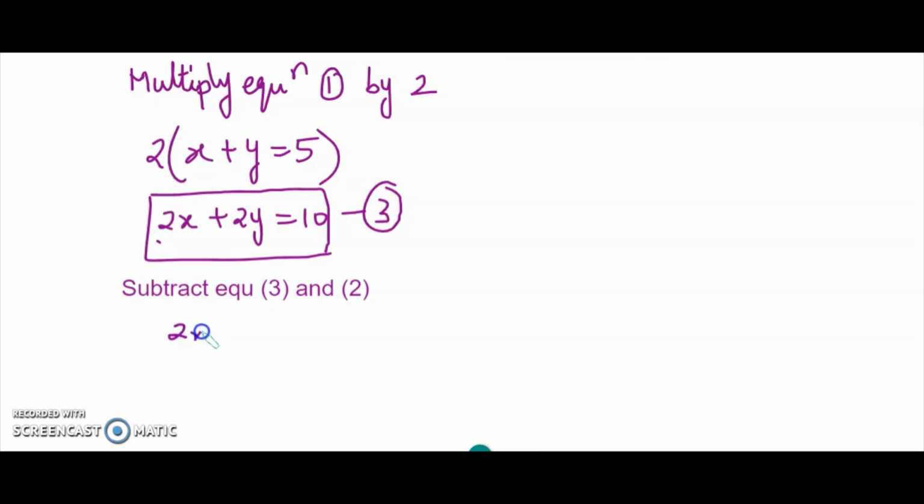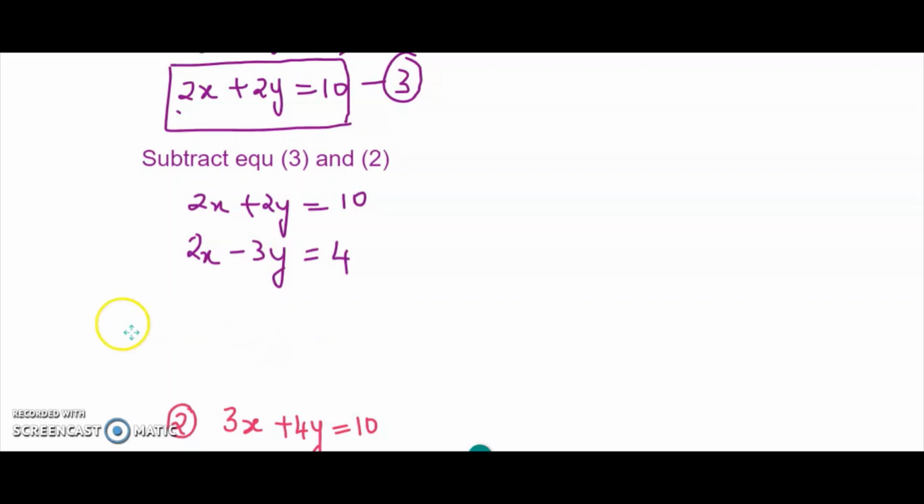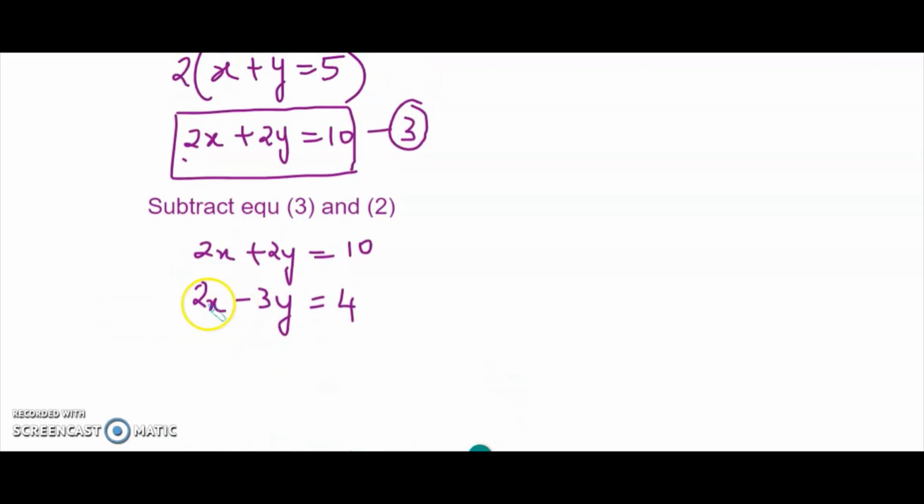So 2x plus 2y equals 10, and 2x minus 3y equals 4. So what we are going to do is subtract. The moment you write subtract, it means you are going to change the sign of the equation at the bottom, 2x minus 3y equals 4. Change the sign of all the terms. So this 2x which is plus will change to minus, this 3y which is a minus will become a plus, and 4 will become a minus. Okay, so let's solve this. This gets cancelled off. This will be 5y equals 6. So I'm getting y equals 6 over 5.